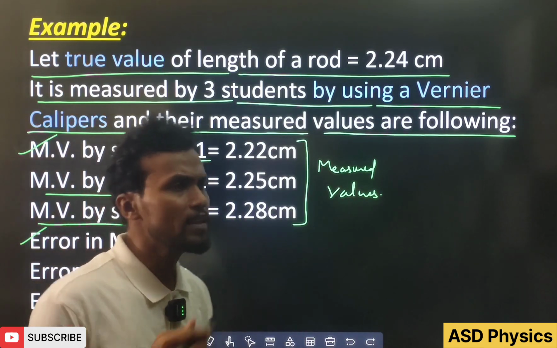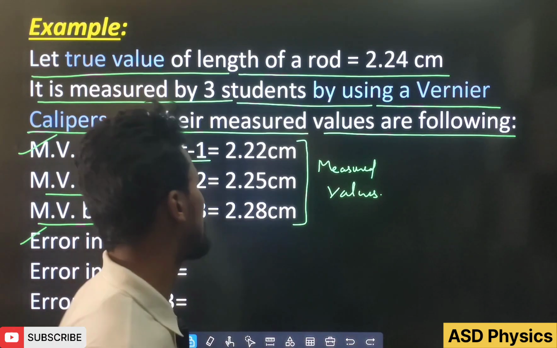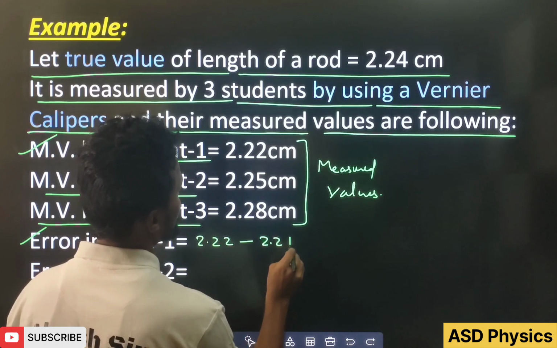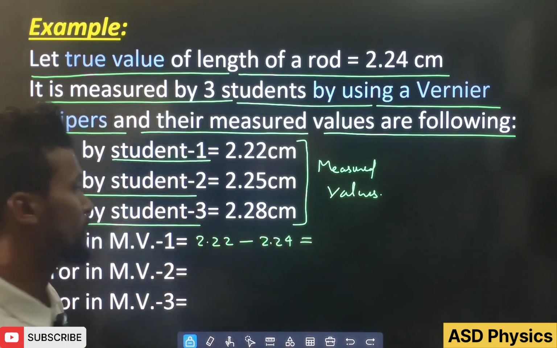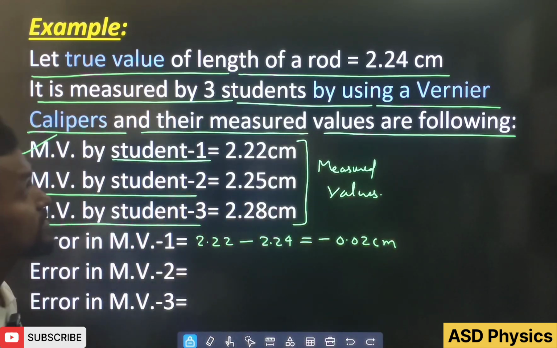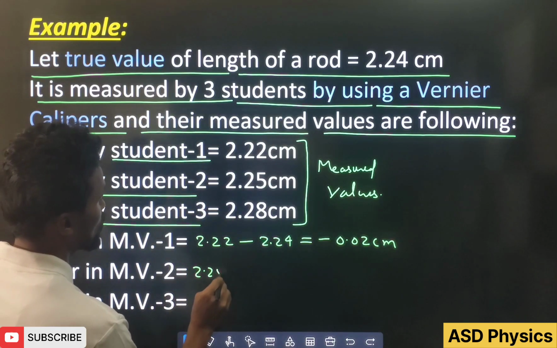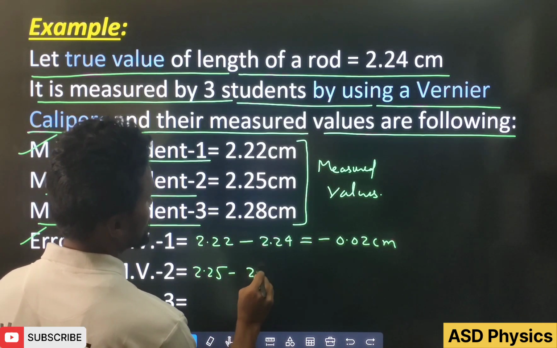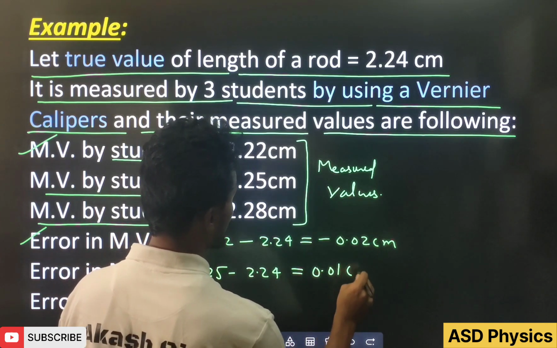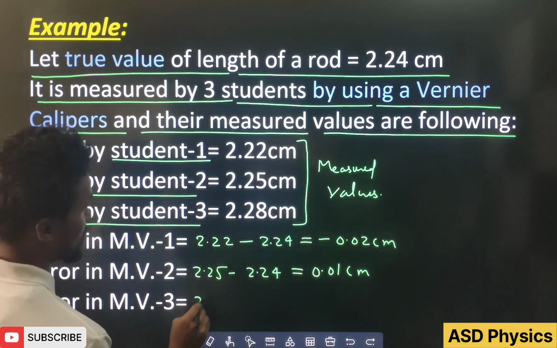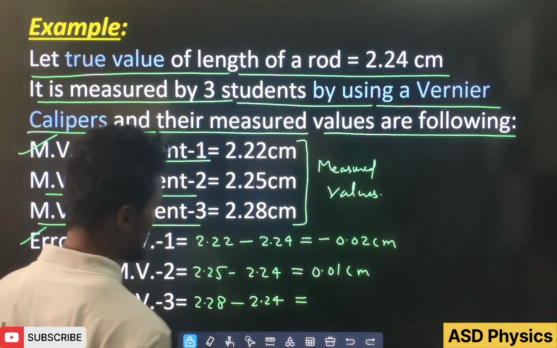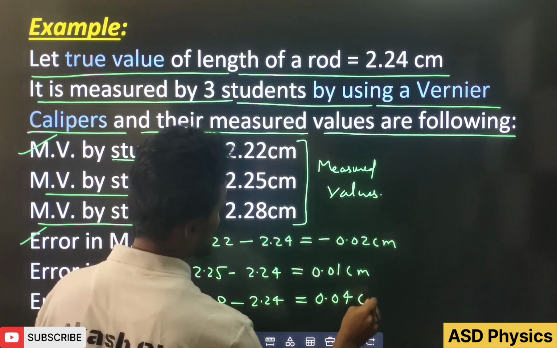What is the error? Error is the measured value minus the true value. So see here, for the first one, 2.22 minus 2.24. How much error is there? Measured value minus true value, so it is coming to minus 0.02 centimeter. Correct? Similarly, the second one, 2.25 minus again 2.24. It will come to 0.01 centimeter. Similarly, for the third one, 2.28 minus the true value 2.24. It is coming to 0.04 centimeter.